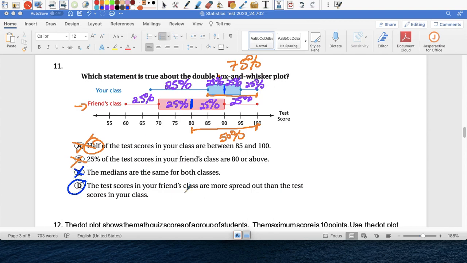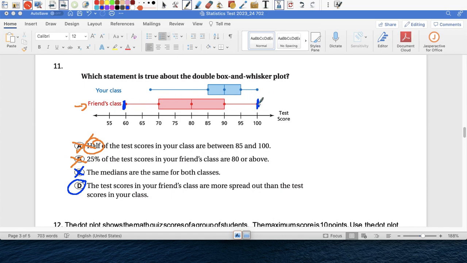The test scores in your friend's class are more spread out than the test scores in your class. That's true because look, your friend's class is from 60 to 100, and your class is about 67 to 100. So your friend's class is more spread out, right?